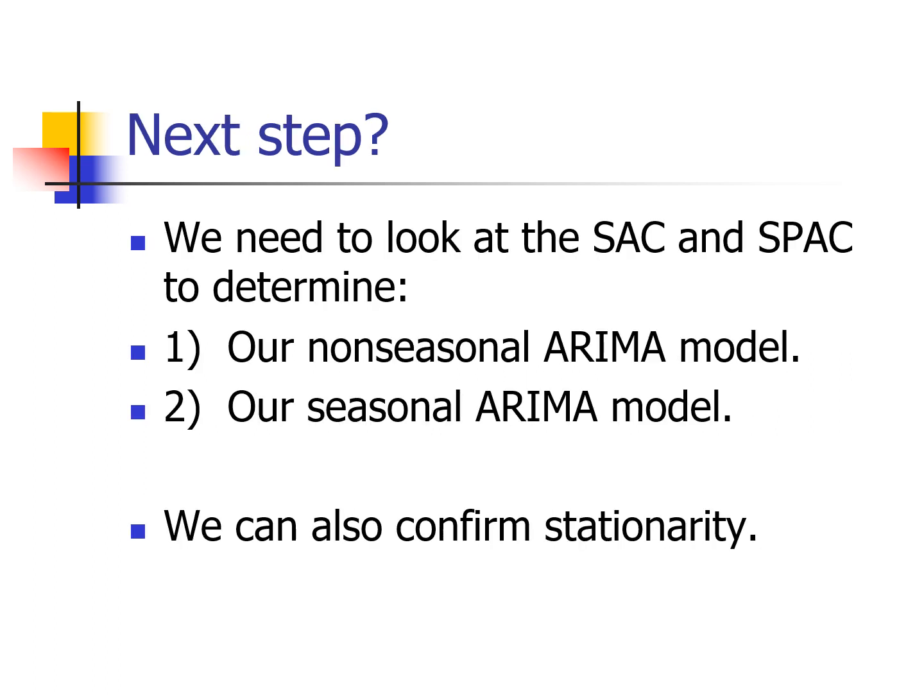So next step, we're going to look at the SAC and the SPAC. That'll help us determine our model, but we're thinking of our model as having 2 pieces, right? We're going to fit our non-seasonal ARIMA model, and we're going to fit or determine our seasonal ARIMA model. And then, like I said, we can also double check what we've concluded regarding stationarity.